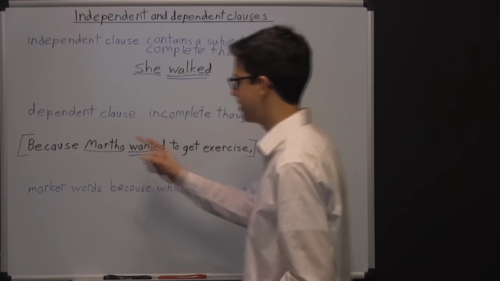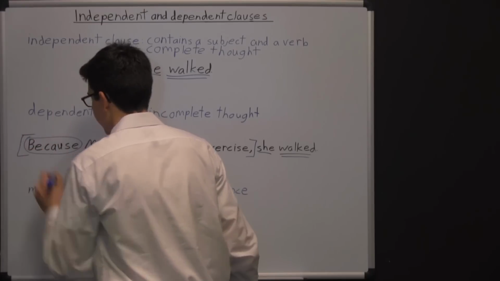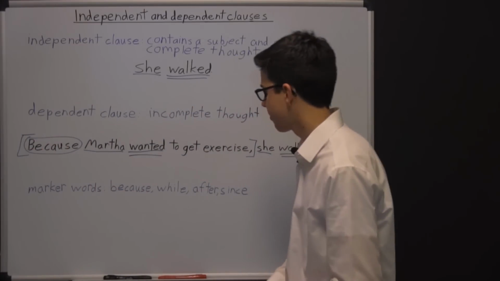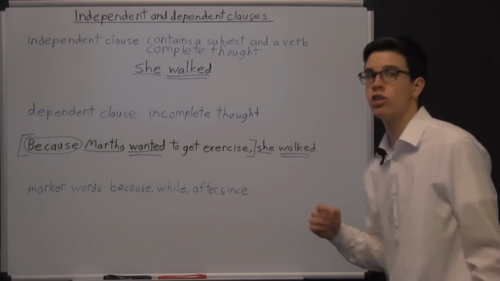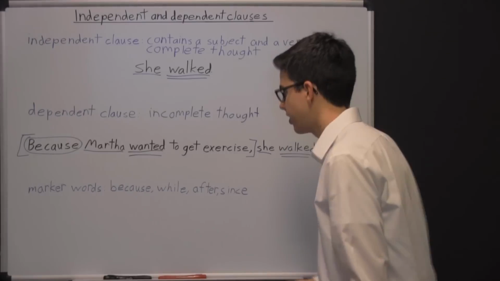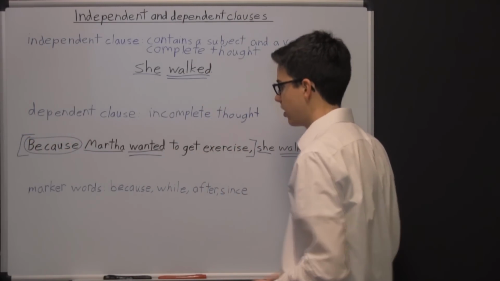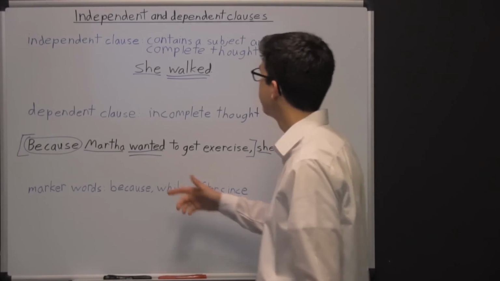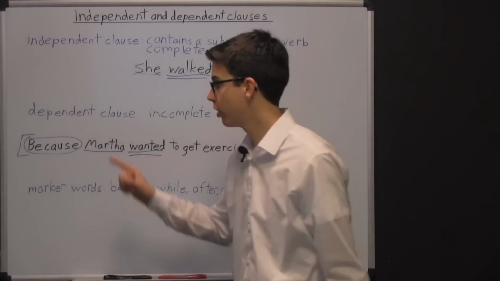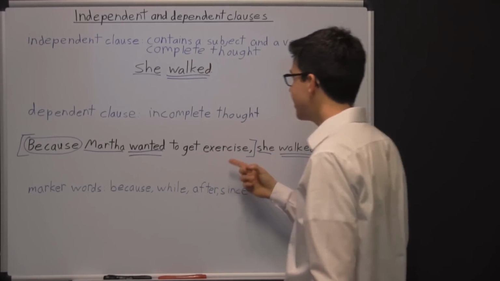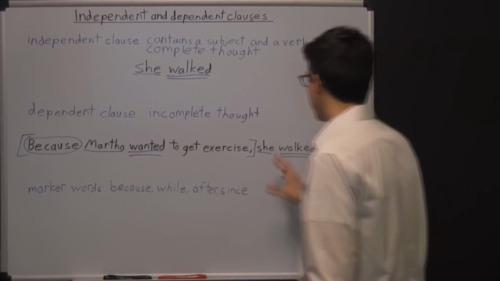Now, what made this a dependent clause? It's the word because. Because is what's called a marker word. Some other marker words are while, after, and since. And these words turn clauses into dependent clauses. If you were to take because out, you would have Martha wanted to get exercise, which would give you a subject, a verb, and a complete thought, making it an independent clause. But because the word because is here, it's now a dependent clause, and so it's dependent on an independent clause in order to be complete.